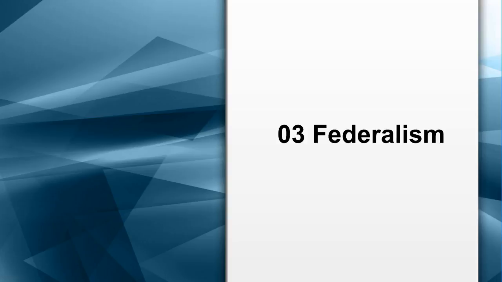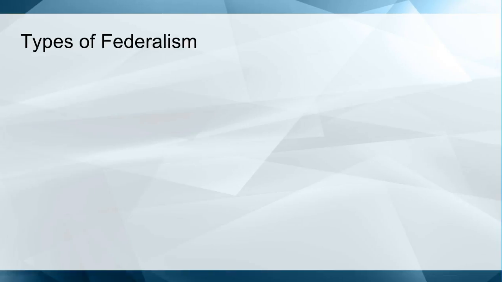Okay, now we're going to begin talking about federalism. There are two basic types of federalism that we need to talk about. The first one is going to be called horizontal federalism. Horizontal federalism reflects the division of power between a national government and regional governments.